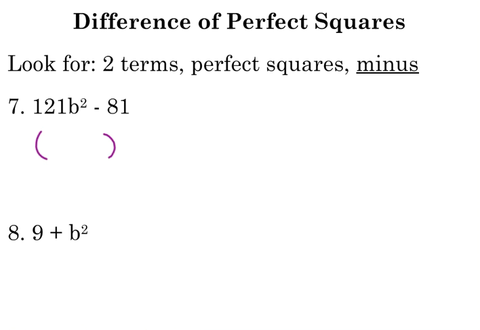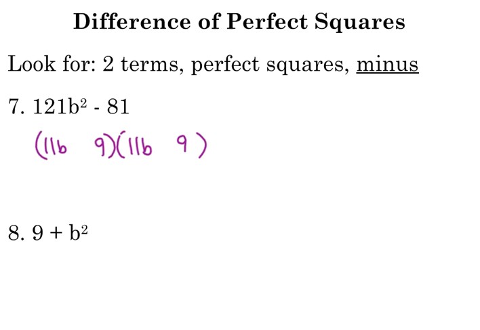It does factor into two sets of parentheses. Even though it's two terms, we still have two sets of parentheses. Okay. 11 squared gives us 121. So 11b times 11b. 9 times 9 gives us 81.